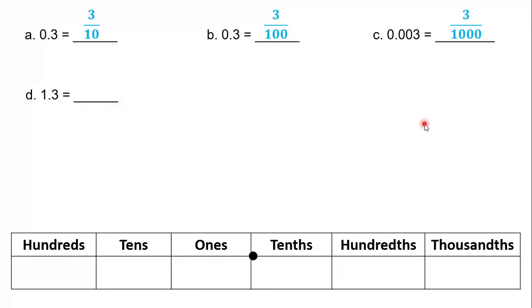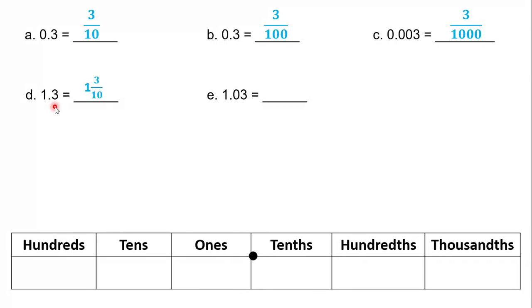Now we have 1 and 3/10. So we place the 1 in the ones place and the 3 in the tenths place. Since this number is greater than 1, we can write a mixed number. 1 and 3/10 can be rewritten as 1 as the whole number in front, since the 1 is in front of the decimal, and then 3 over 10, since the 3 is in the tenths place.